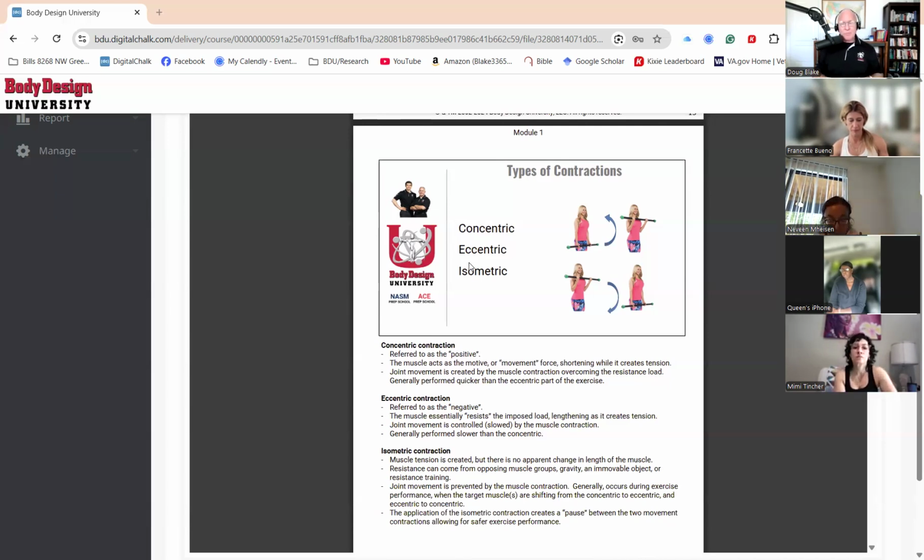And so we need to know this information because they are different, and the way that they affect muscle strength, even muscle hypertrophy, is going to be affected by the amount of time you spend in these contractions. And even from an injury perspective, the speed of a particular part of the contraction can be potentially dangerous or not so much so. But the first type of contraction that we talk about is known as the concentric.